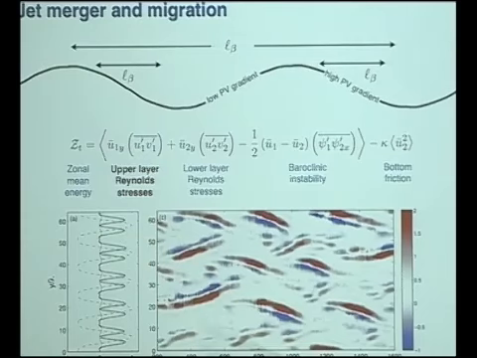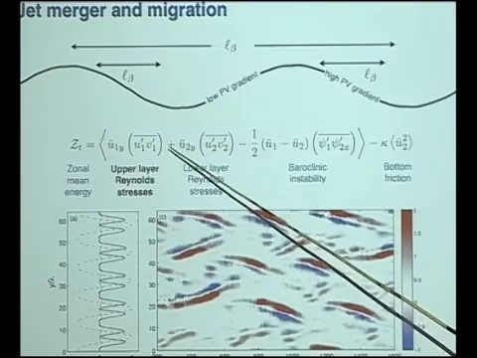And so what that means is the eddies on the jet flanks, where the mixing is large, are being converted into zonal mean kinetic energy and forcing those zonal jets.